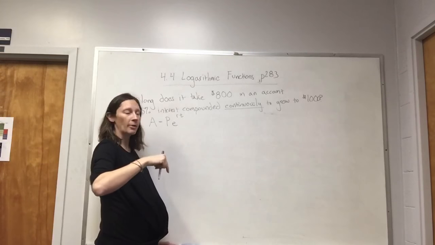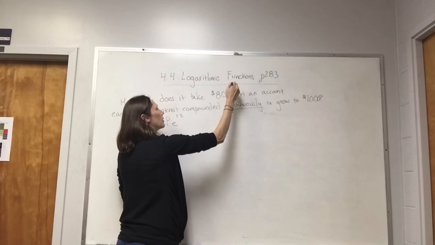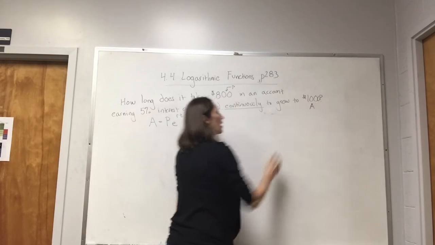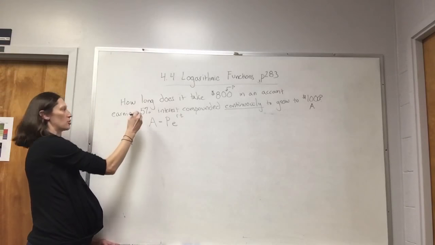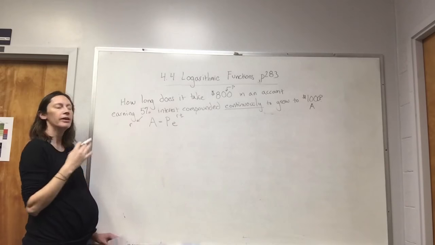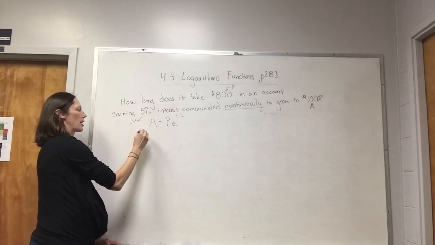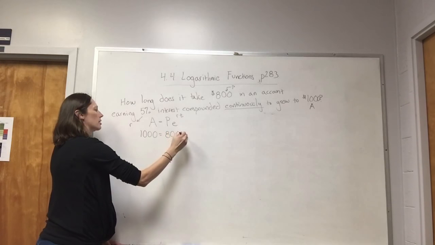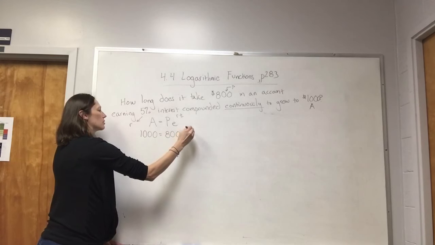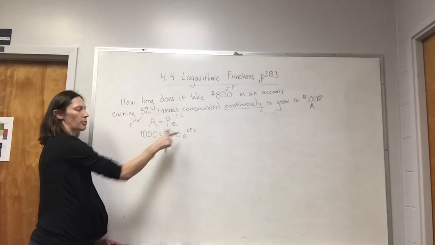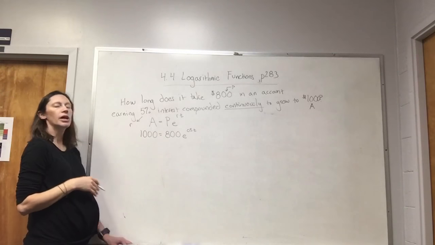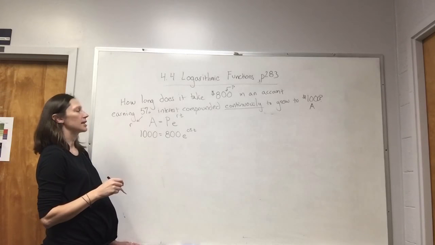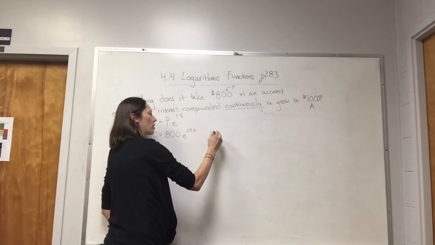$800, that's your initial amount, okay? So this is your P. And then you want it to end at, this is your accrued amount, $1,000. Change percent to a decimal, and that's your R, okay? So I'm gonna start plugging in what we know. 1,000 equals 800e to the 0.05, again, percent to decimal, times t. Okay, if I want to answer the question how long, I need to solve for t, so that's my goal.